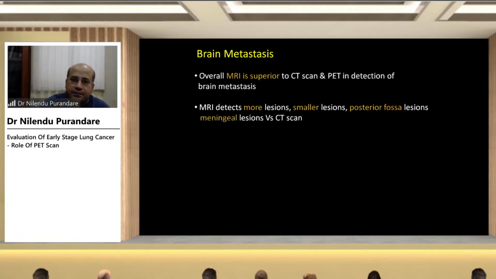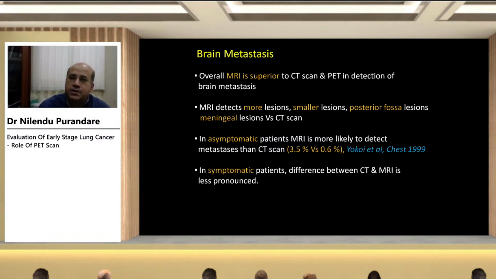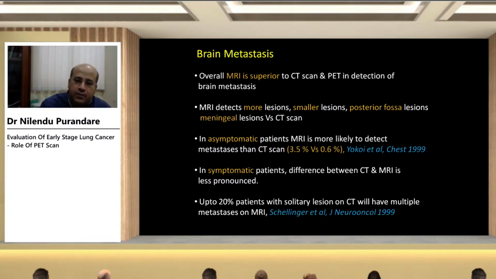which shows that overall MRI is superior to CT scan as well as PET scan in detection of brain metastases. MRI detects more lesions, it detects smaller lesions, and detects lesions in the posterior fossa and in the meninges, areas where CT scan is conventionally weaker. In asymptomatic patients, MRI is more likely to detect metastases compared to CT scan. This difference between CT and MR is less pronounced in symptomatic patients because of the presence of brain edema. Symptomatic patients usually have edema, which is even detected on CT scan. And in up to 20% of patients where CT scan detects a solitary lesion, MRI will show multiple brain metastases.